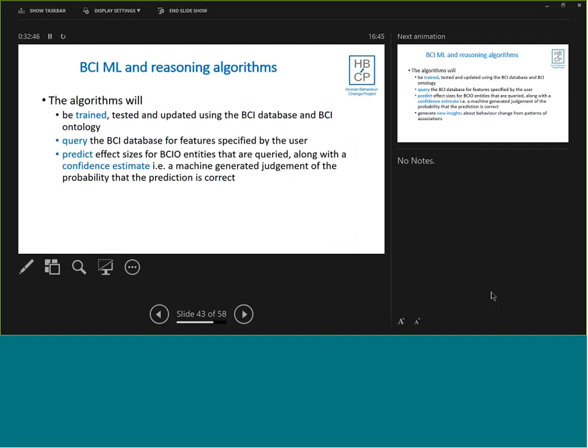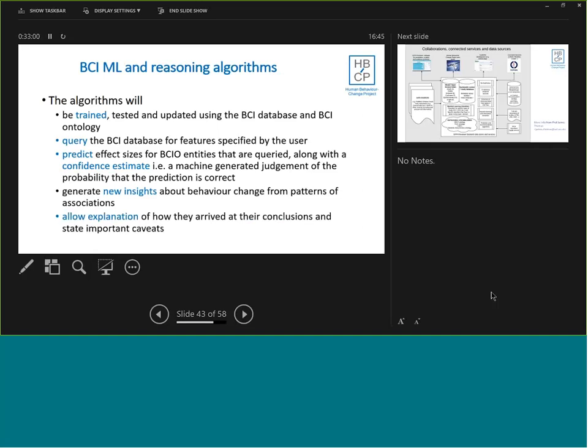This is important. Also, and again, the thing that excites me as a behavioral scientist, to generate new insights about behavior change from the patterns of associations. And finally, again, very important, to allow an explanation of how the algorithms arrived at their conclusions and to state important caveats. So when we make recommendations, it will be in terms of confidence estimates, explanations, and caveats.